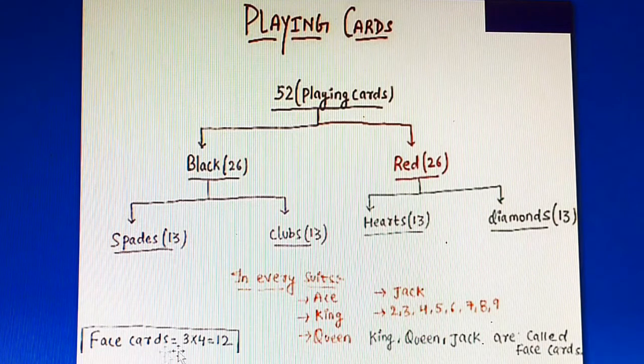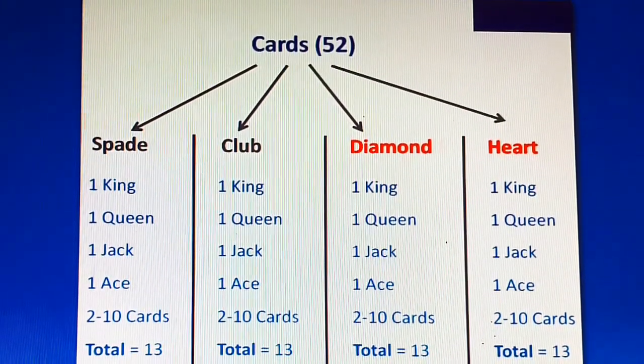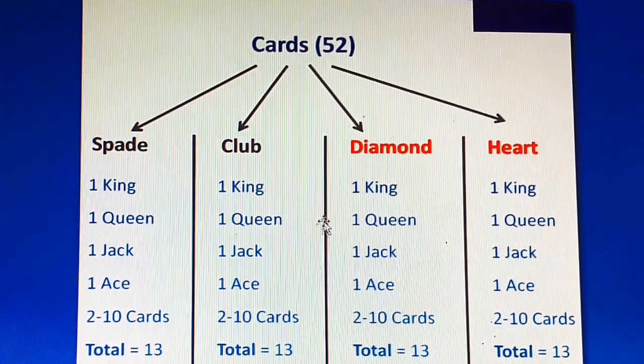Face cards, as I told you, have a face. There are 4 suits: spades, clubs, hearts, and diamonds. Each suit has 3 face cards, so 3 multiplied by 4 gives you 12. In every suit you have ace, king, queen, jack, and the number cards, as we discussed earlier. Students, you can just copy it.